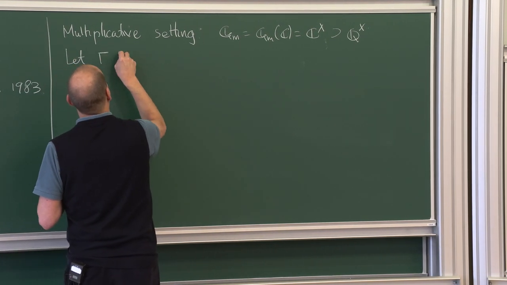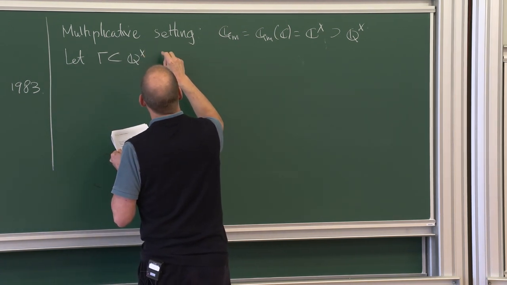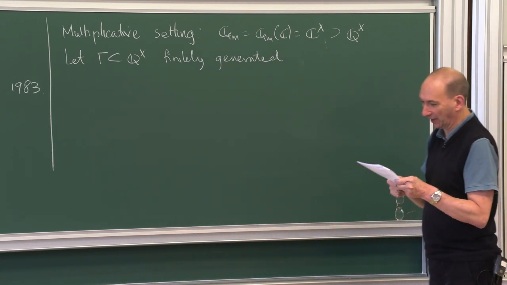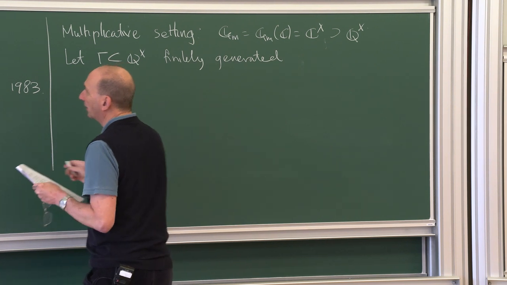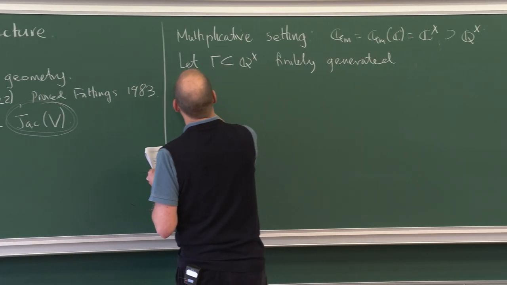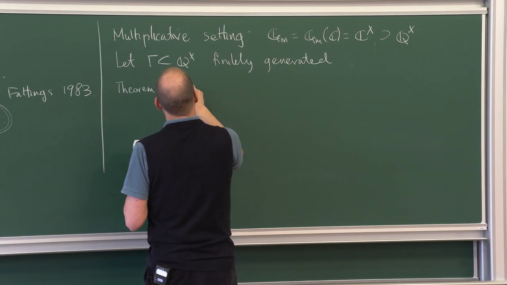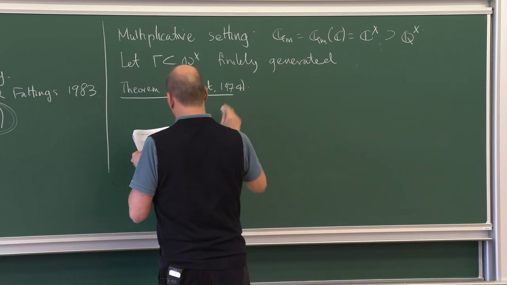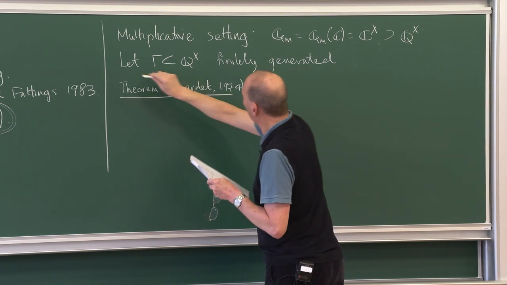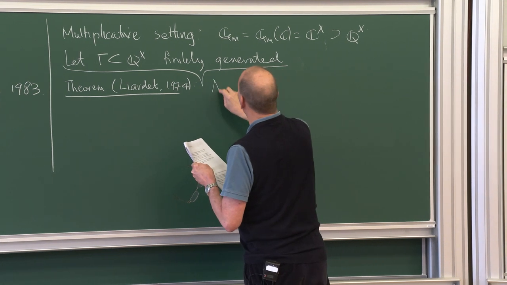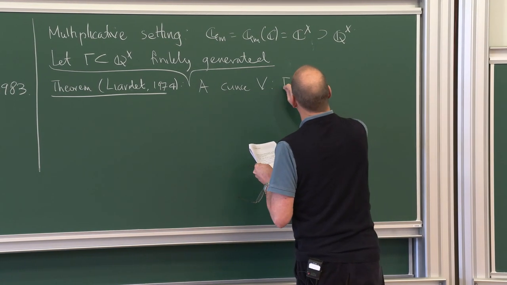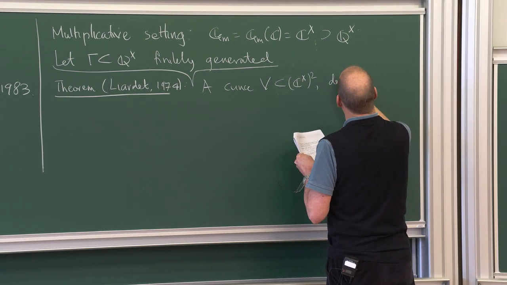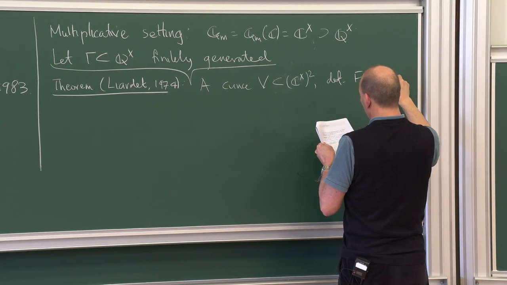So let Gamma, let's say in Q-bar cross, be finitely generated. You could pick your favorite finite set of prime numbers. And then the multiplicative analog of the Mordell conjecture is a theorem of Liardet from 1974. All right, so I've got the finitely generated group, and then we consider a curve V in C-cross squared, defined by, let's say, F(x,y) equals 0.